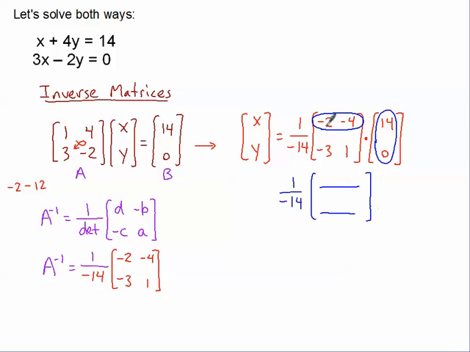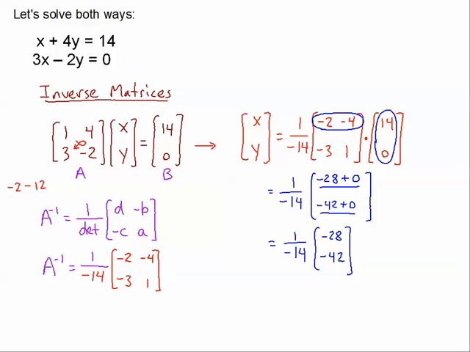So let's multiply. Negative 2, the first element, times 14 is negative 28. And then move across here to the negative 4 and down here to the 0. Negative 4 times 0 is 0. Add those together and we get negative 28. Now moving on to the second row, take the first element, negative 3, times the 14 gives you negative 42. Move across to the next element, 1, and down to the next element here, 0. 1 times 0 is, of course, 0. Add those two together, and we've got negative 42.